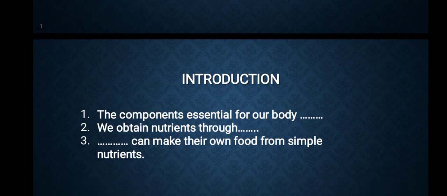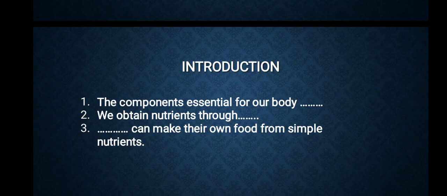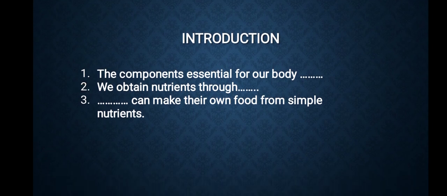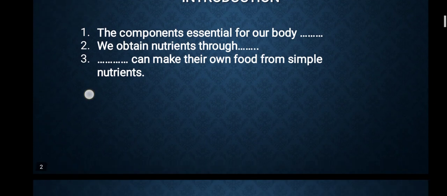So student, now tell me the component essential for our body. Nutrients. Good, very good. And we obtain nutrients through? Food. And third one, who can make their own food from simple nutrients? Plant. Okay, very good, student. You have answered it correctly.